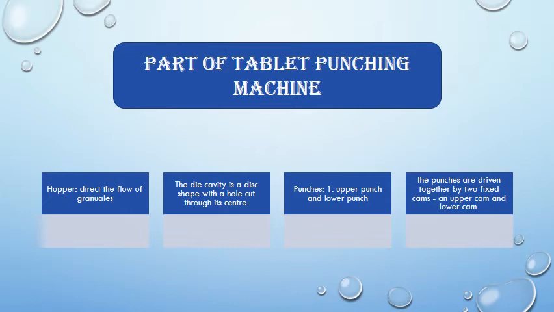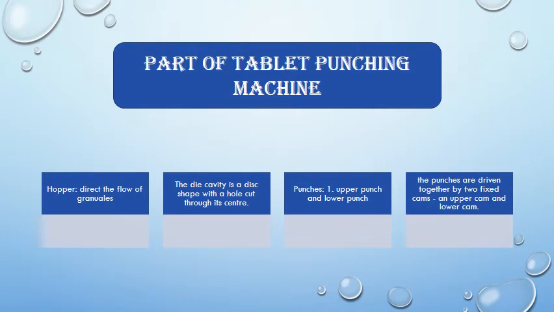Next is the die cavity. Die cavity is a disc shaped hole where the granules are filled, and after punching the tablet is ejected from the die cavity. So simply it is a hole which provides the medium for filling of the granules. Next are punches. Punches can be upper punch and lower punch. Punches help in compression of the tablet. They give the force to the tablet so that it can be compressed and ejected out of the tablet punching machine in the form of a tablet.